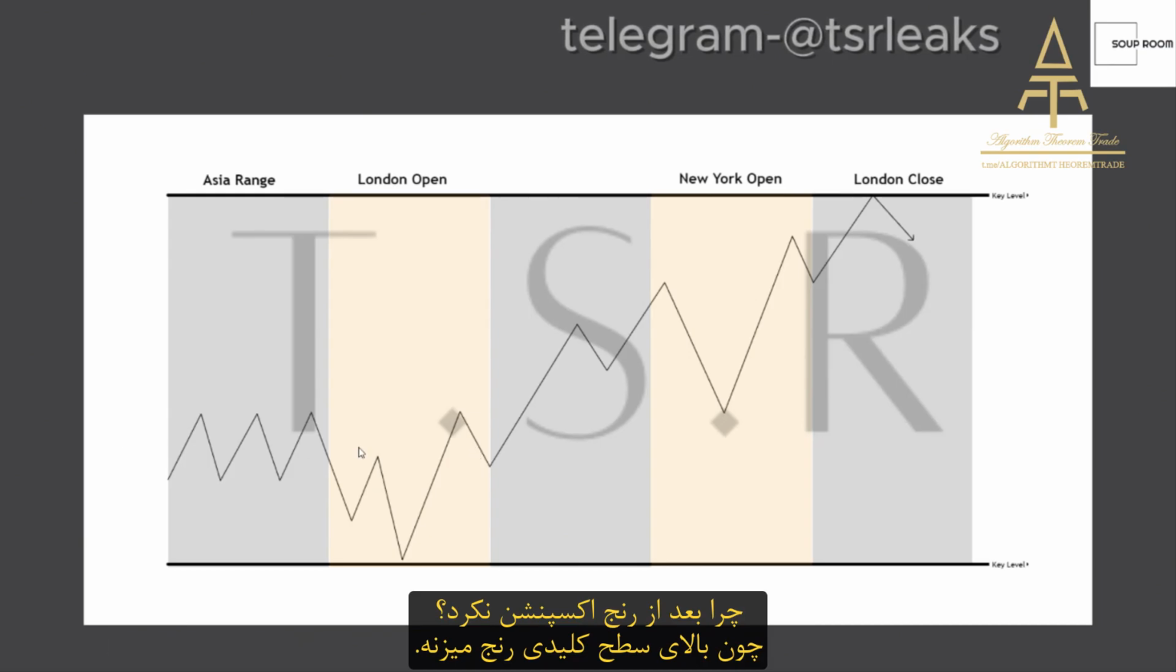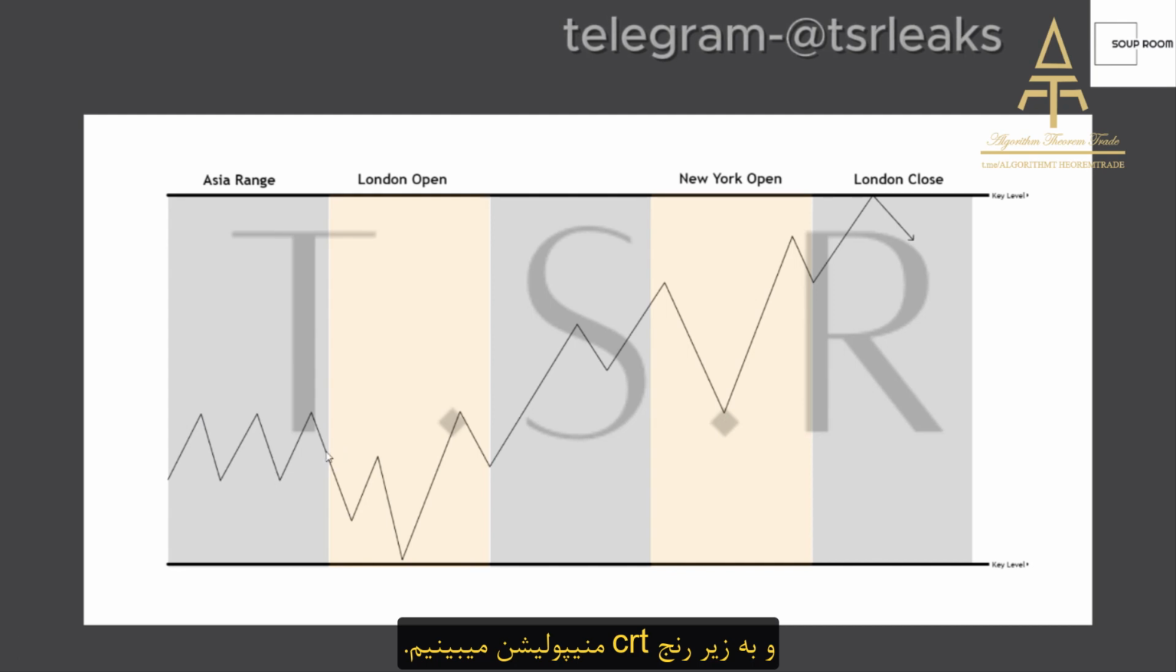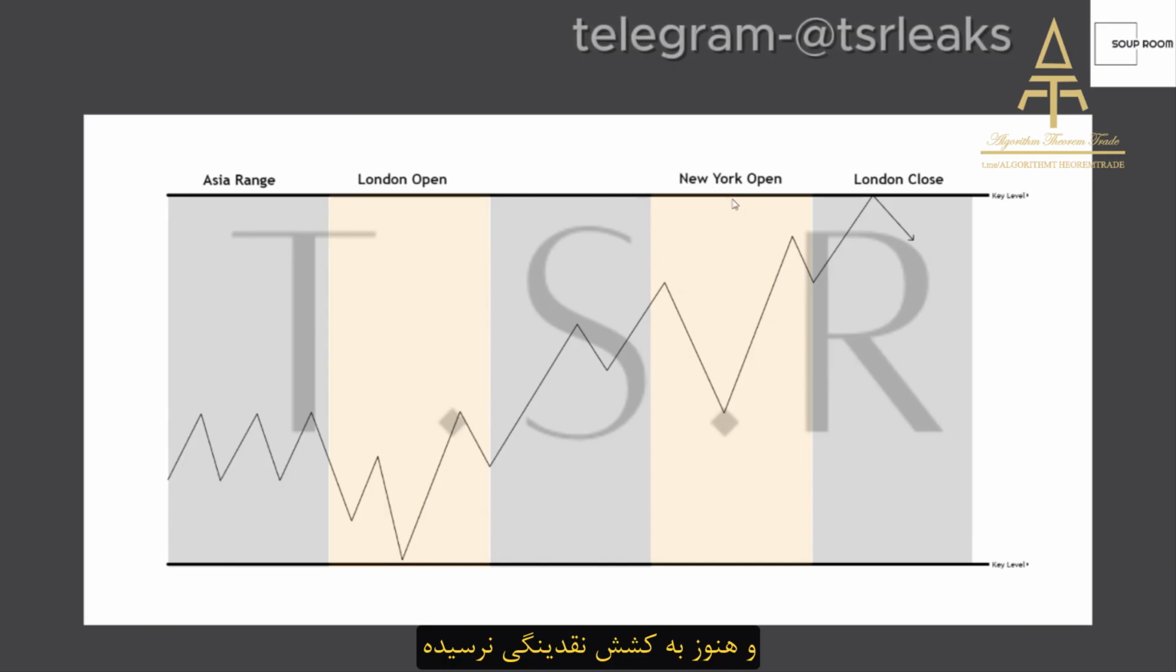Because we were ranging above a key level. Range above a key level equals manipulation. Manipulation into the key level below a CRT range, ideally. And then once we manipulate, we shall see expansion to the upside. Expanding, draw on liquidity has not been reached yet, and we're in the New York Open.